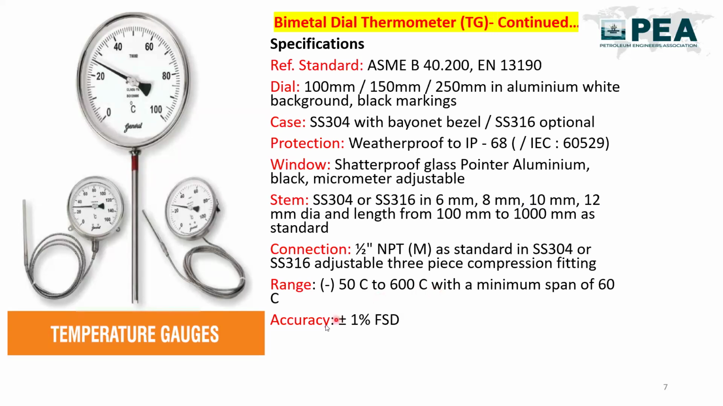Now the accuracy of the temperature gauge is plus minus 1% of full scale deflection. This temperature gauge will give you 1% error while you are measuring any temperature. Suppose your temperature gauge is showing 50 degrees Celsius, that means the temperature may be plus minus 1% wrong.